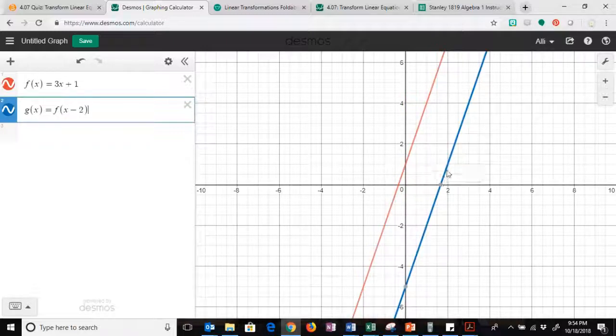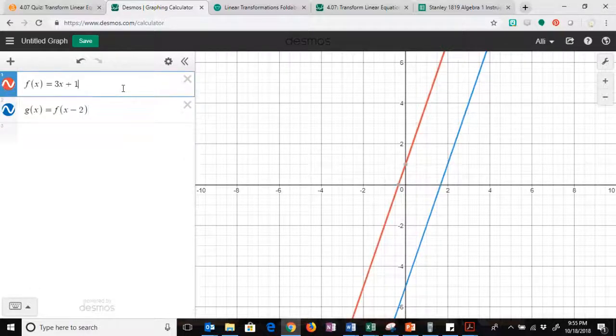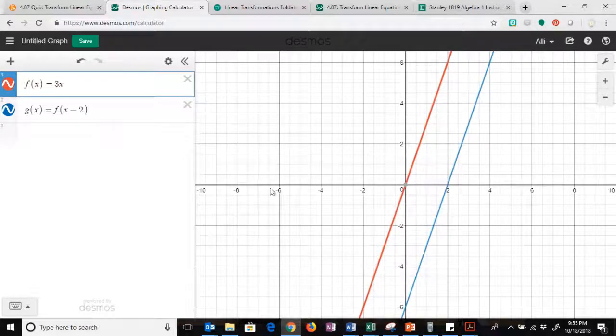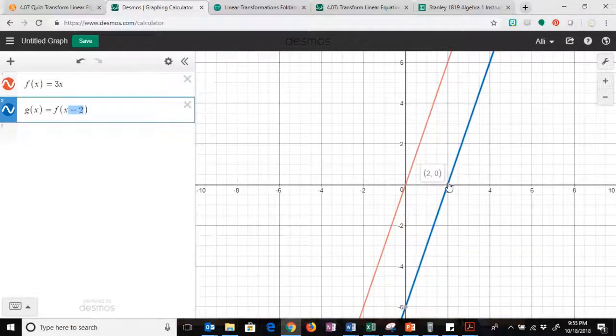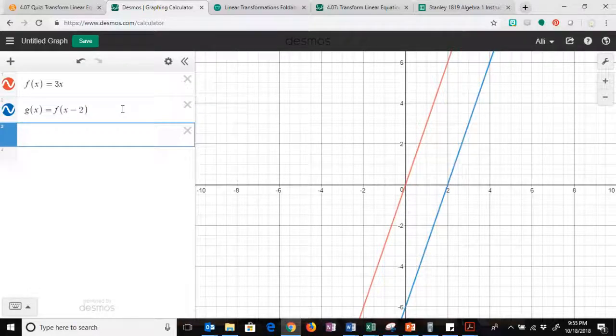Notice how it took my red function and moved it over 2 units. I think you could see this better if I have it at 0. If my x-intercept is right here, you can see how I've moved it in the right direction. I've moved it over 2 units. And likewise, let's say I have another function.